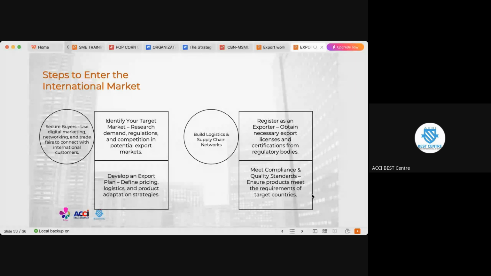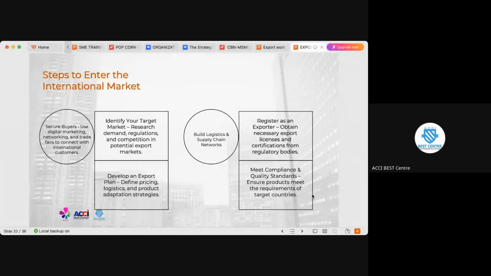Secure buyers. You can use the digital platform to find buyers. There is a lot going on in the digital platform now. ITC has a website where you can search for products that are required in some countries. The Trade Facilitation Office Canada has a website whereby you can also search for similar information. There are a lot of websites like that you can use to search for people that require a specific kind of product. Identify your target audience.